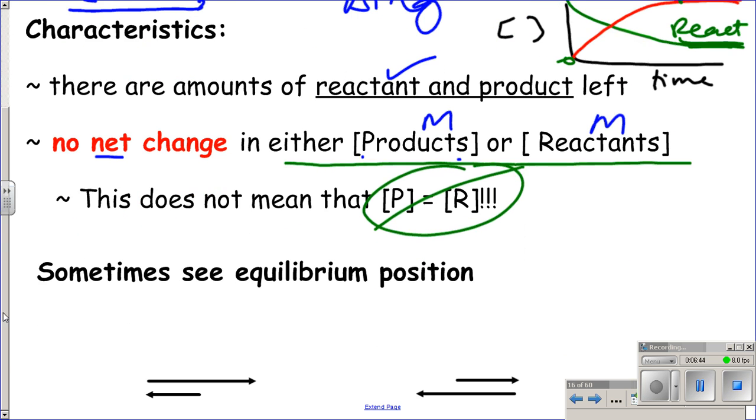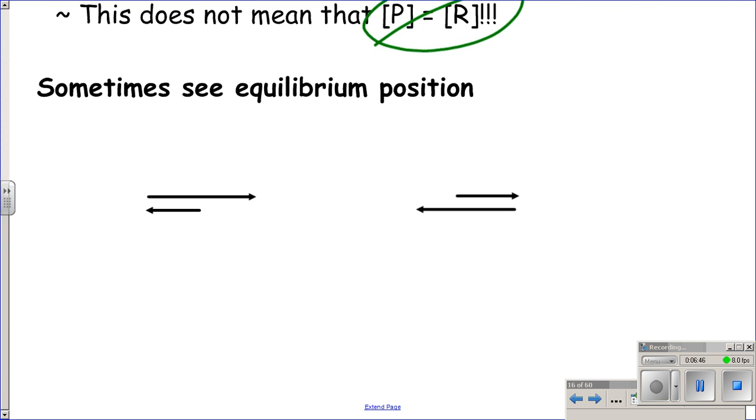There's a way to represent that with these arrows. Which of these arrows do you think represents that there are more products in equilibrium? The one on the left, good.